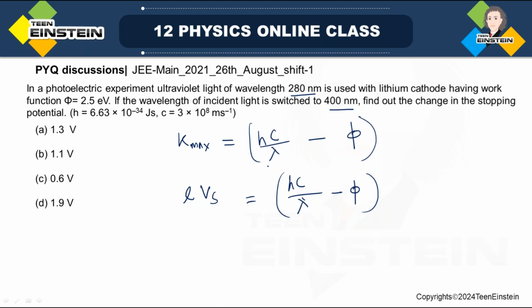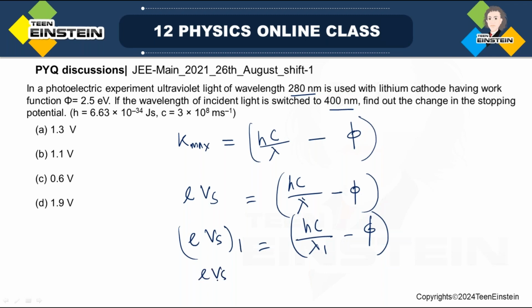And what I can do, I can write this eVs1 for one wavelength, but the work function is not going to change because the photosensitive material is the lithium cathode for both the times. This is equal to hc by lambda 2 minus phi. Okay, so this is the thing.